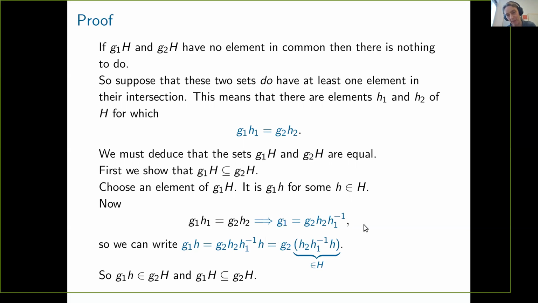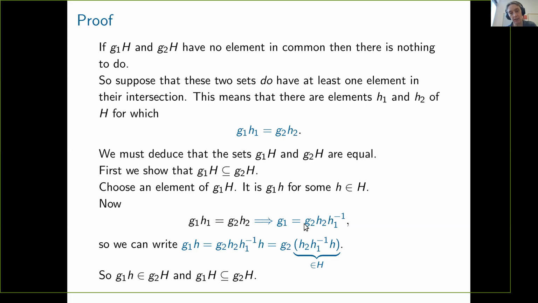I should be careful, for people like myself who are hung up on the rules here. The fact that I can write g2h2h1 inverse just as a product of three things like this without worrying about where the brackets go is because I know that the operation is associative. So although it's implicit, and not highlighted in the text, we are actually using the associative property of the group G to write down this product without worrying about where the brackets are. So the point is, it follows from this equation that g1 can be expressed in terms of g2 and elements of H. g1 is g2h2h1 inverse.